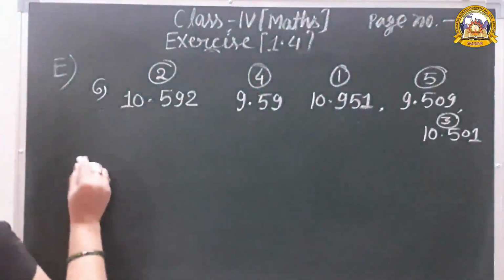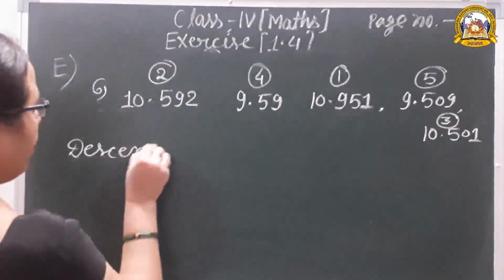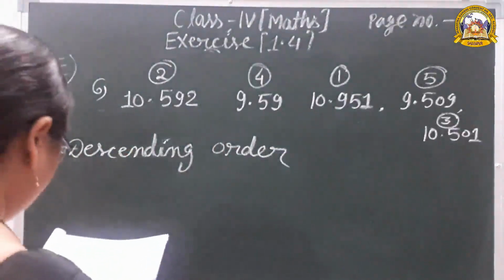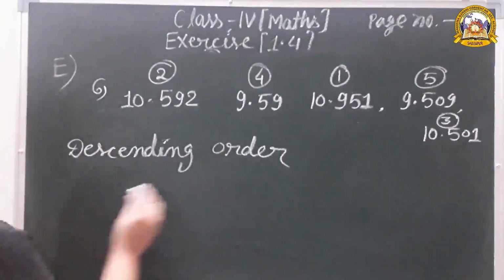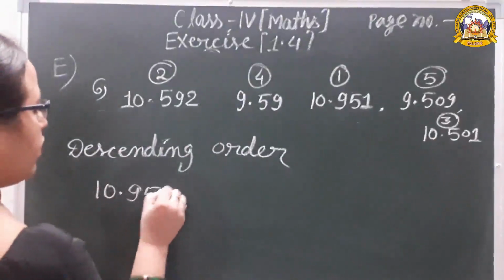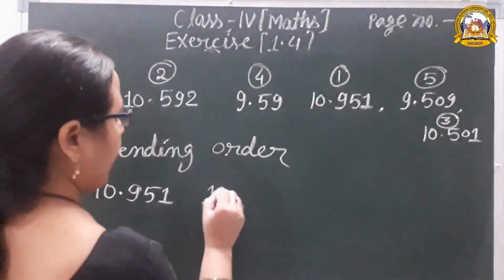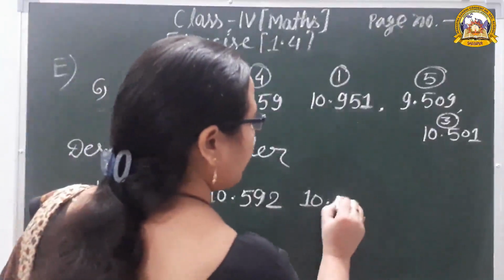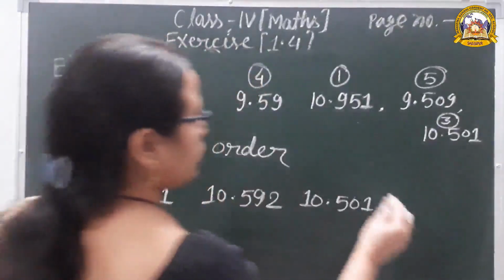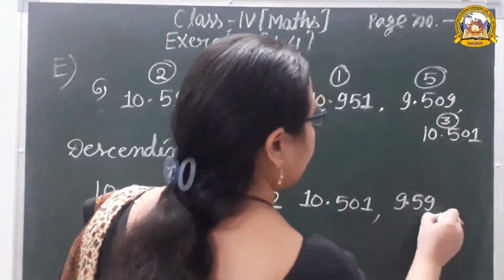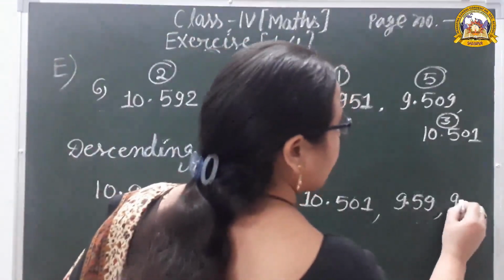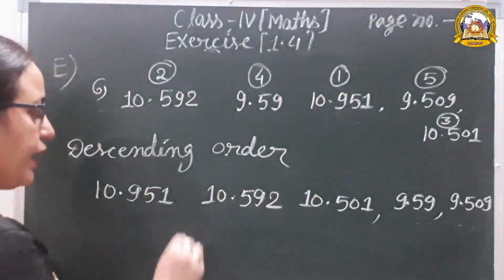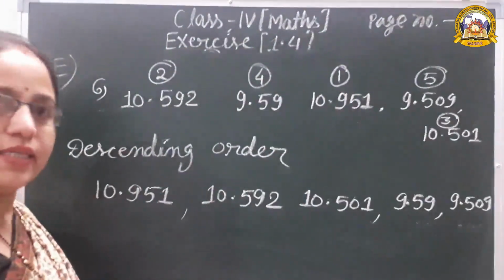Okay, so now arrange them in descending order. First number is 10.951. On the second position, 10.592. On the third position, 10.501. On the fourth position, 9.59. And on the fifth position, 9.509. Okay, so this time we have arranged the decimal numbers in ascending and descending order.